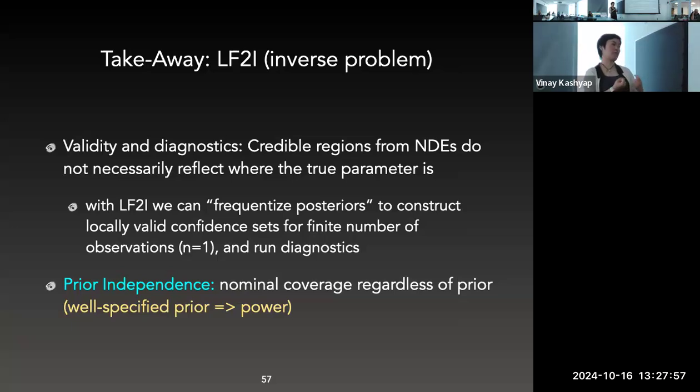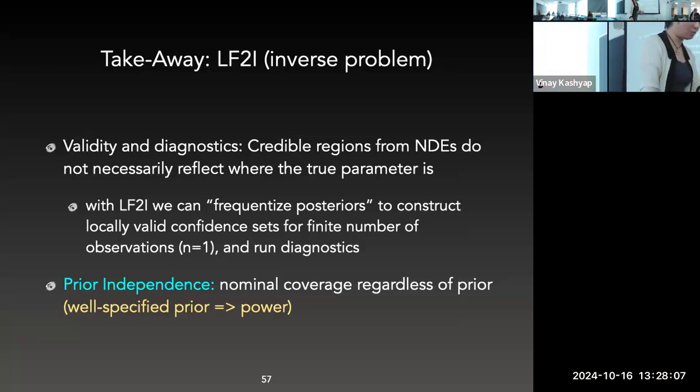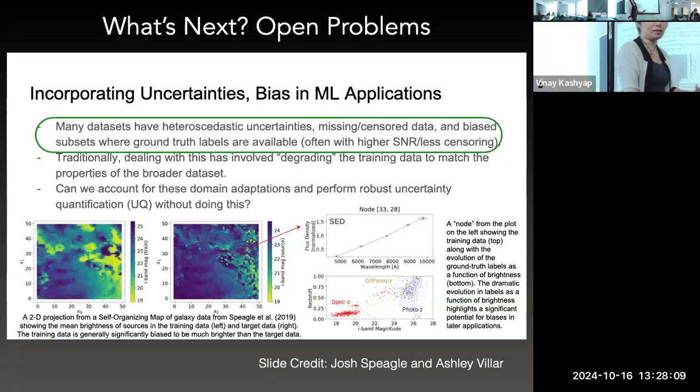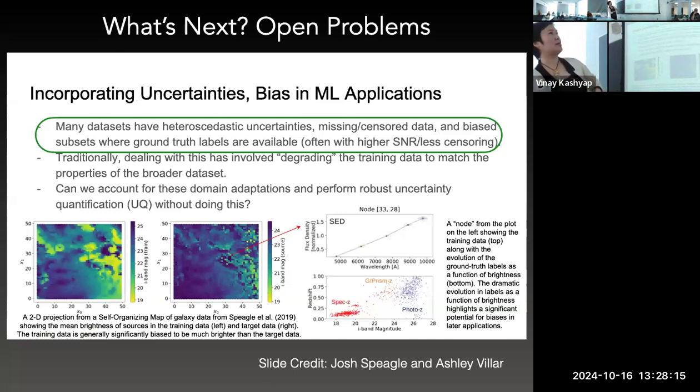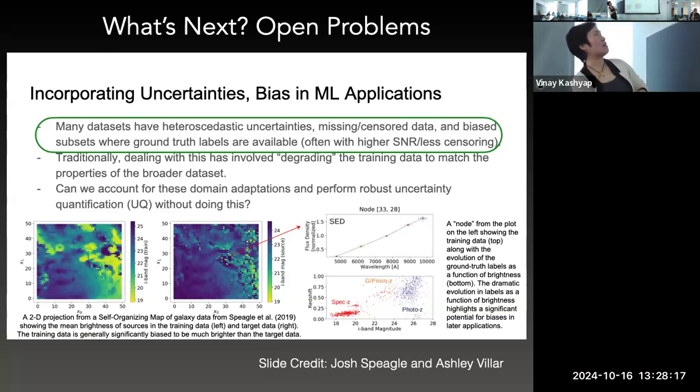But if you have a well-specified prior, I think there's a lot of theoretical research that could be done. You can get higher power. And we have simple results from that, which is really from the 1900s. So what's next? Some open problems. This is Ashley's, who is not here, but it's her and Josh's slide.